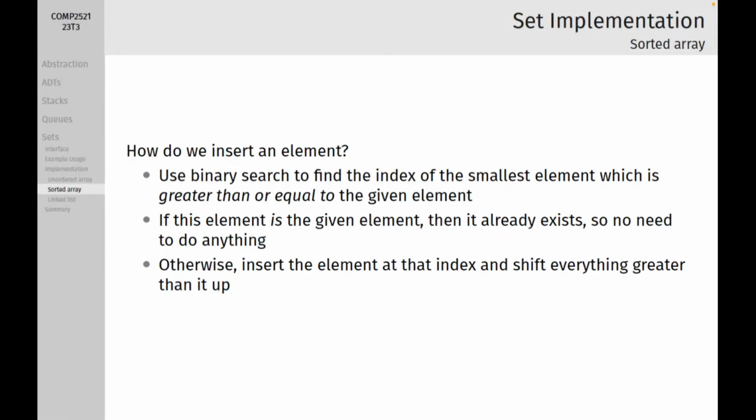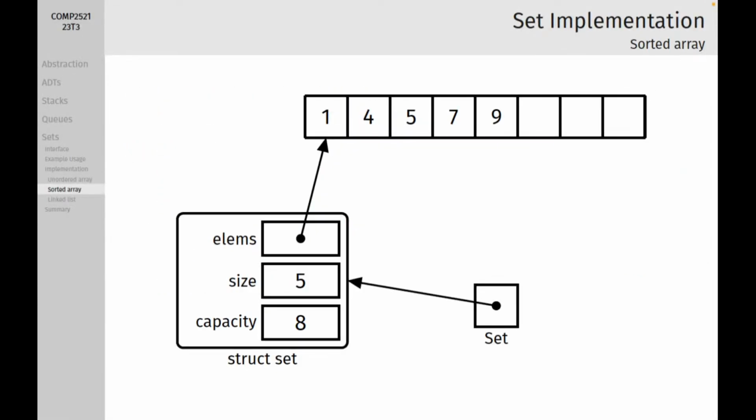Now, how do we insert an element? Well, inserting we can also do with binary search. The thing with binary search is, as well as using it to find an element, in this case, we can use it to find the index of the smallest element which is greater than or equal to the element we're trying to insert. So let me give you an example. If we're trying to insert the value 6, then we use binary search to find the smallest element which is greater than or equal to 6. In this case, it is 7.